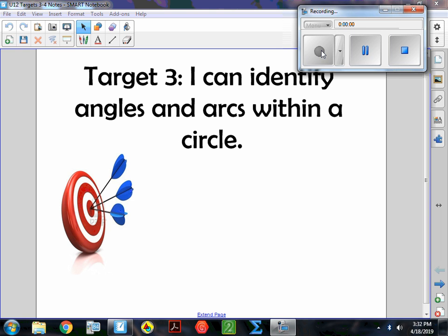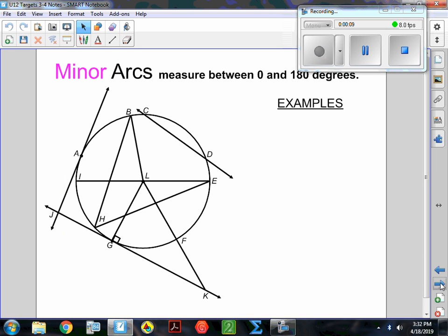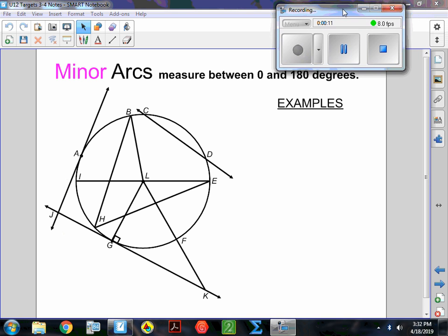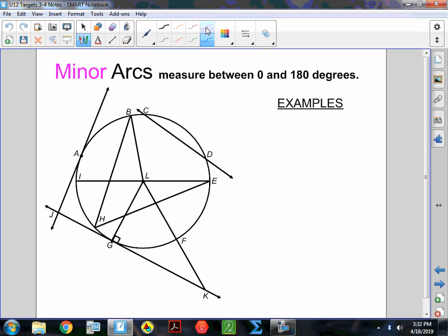Okay, Unit 12, Target 3 is to identify angles and arcs within a circle. So this is mostly just vocabulary. Our first thing is that a minor arc is between 0 and 180 degrees. A minor arc is always less than half a circle, and we always use two letters when we talk about minor arcs.